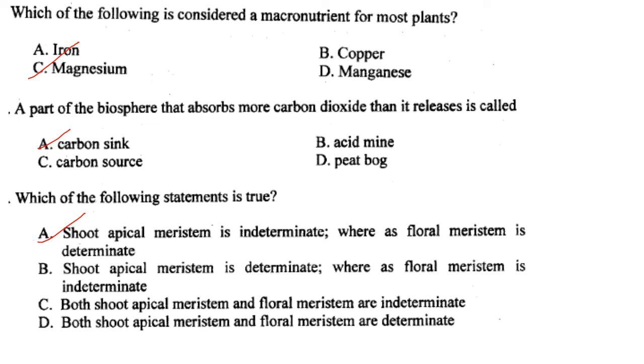Then a part of the biosphere that absorbs more carbon dioxide than it releases is called a carbon sink. So the answer is option A. Then next one. Which of the following statements is true? Shoot apical meristem is indeterminate whereas floral meristem is determinate. Shoot apical meristem is determinate whereas floral meristem is indeterminate. Both shoot apical meristem and floral meristem are indeterminate. Both shoot apical meristem and floral meristem are determinate.